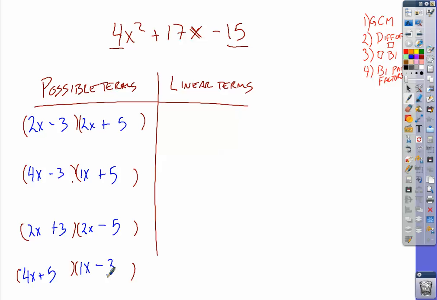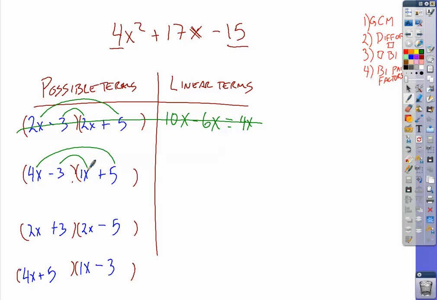So let's go ahead and try to find our linear term. I'm not sure we're going to find it in these four. Just throwing that out there. So 2x times 5 is 10x. Negative 3 times 2x is negative 6x. I combine those terms and I get a whopping total of 4x. That doesn't work. Let's try this one.